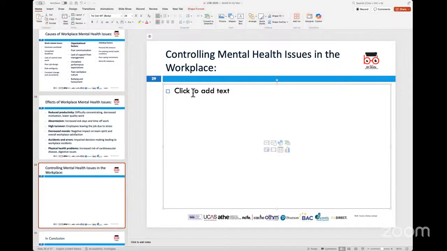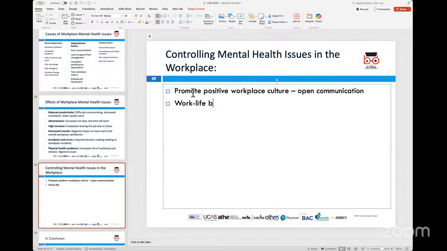Now, one of the things that we can do is promote a positive workplace culture. That means your employer essentially looks at encouraging open communication with the employee. It talks about respecting and supporting the employee, and that is to look at promoting a positive workplace culture.